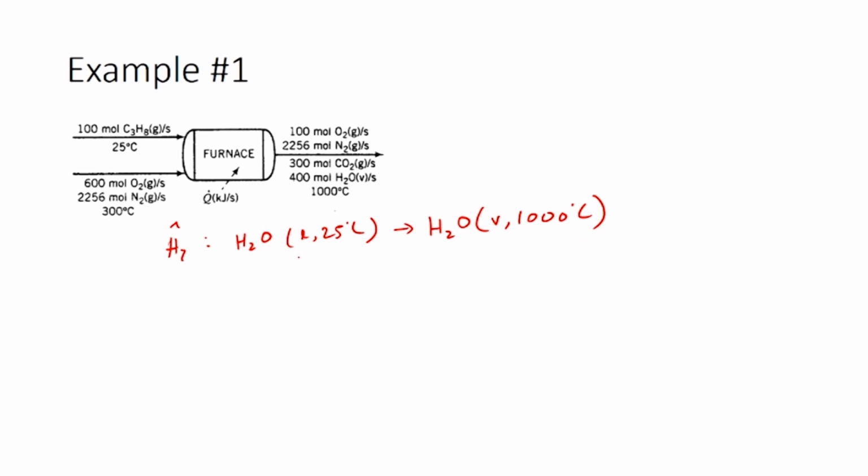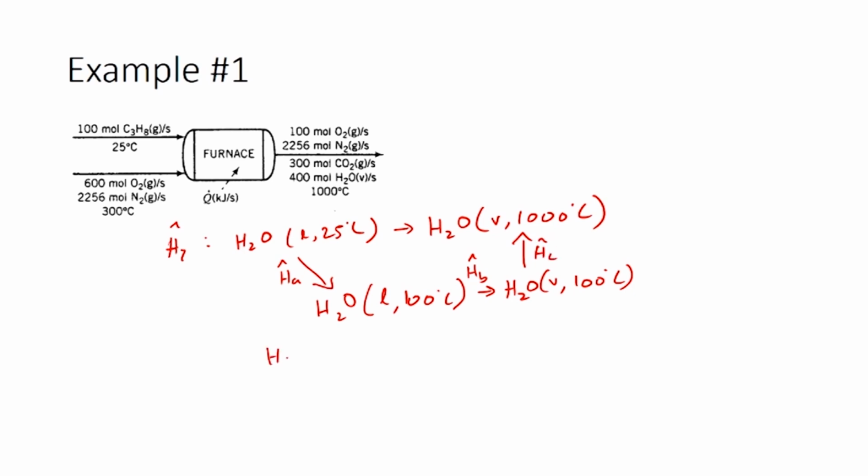The hypothetical path would be: water liquid at 25 degrees Celsius goes to water liquid at 100 degrees Celsius, from where it goes to water vapor at 100 degrees Celsius, and from here it goes to water vapor at 1000 degrees Celsius. Let us call these steps HA cap, HB cap and HC cap. HA cap would be the integral of Cp of water liquid dT going from 25 to 100.